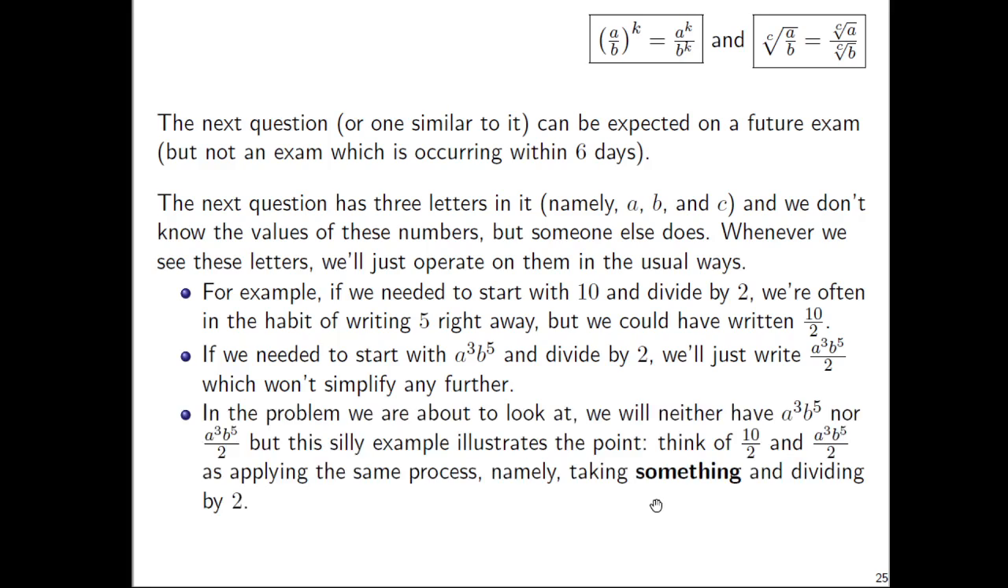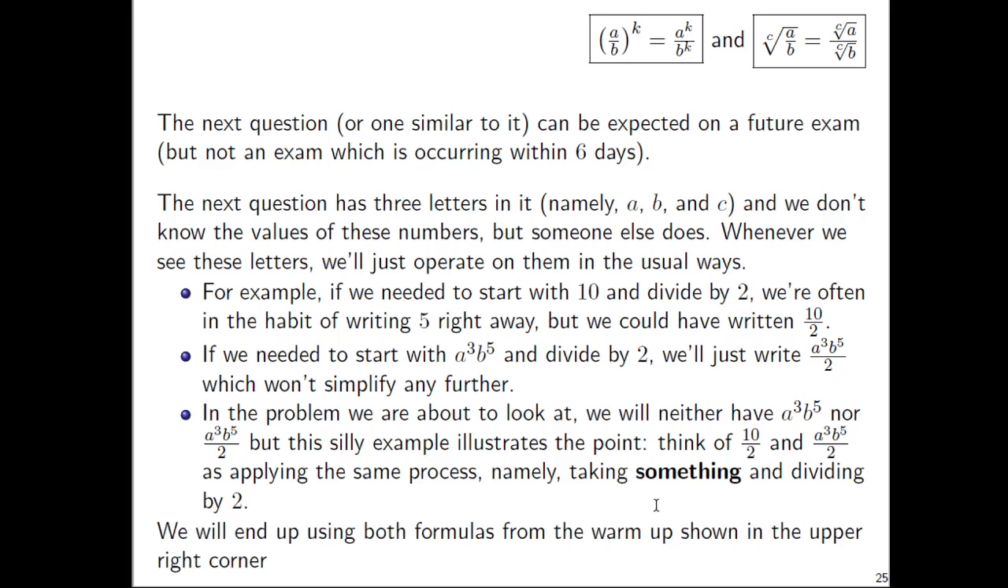So in the problem we're about to look at, we won't have a cubed b to the fifth or a cubed b to the fifth over 2. But I just wanted to make a point to say that it's important to try to think of 10 over 2 and a to the third b to the fifth over 2 as applying the same general process. It's just namely taking something and dividing by 2. So don't worry about this a cubed b to the fifth. I was just making up a silly example for a second. We will end up in the process we're looking at using both of the formulas from the warm-up, which are still shown in the upper right corner of the slide.